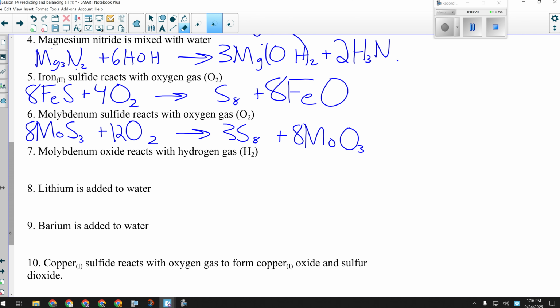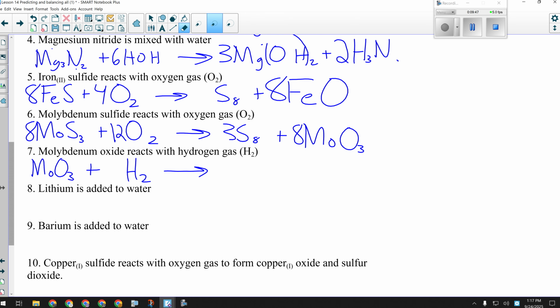Obviously in number 7 we have the reduction thing because we're going to have MoO3 again, right? Molybdenum oxide. Okay, molybdenum oxide is MoO3, because that's a +6 and that's a -2. Do the drop and swap and reduce. And it's reacting with hydrogen gas. Okay, what side of the periodic table is hydrogen on? Metals or non-metals?